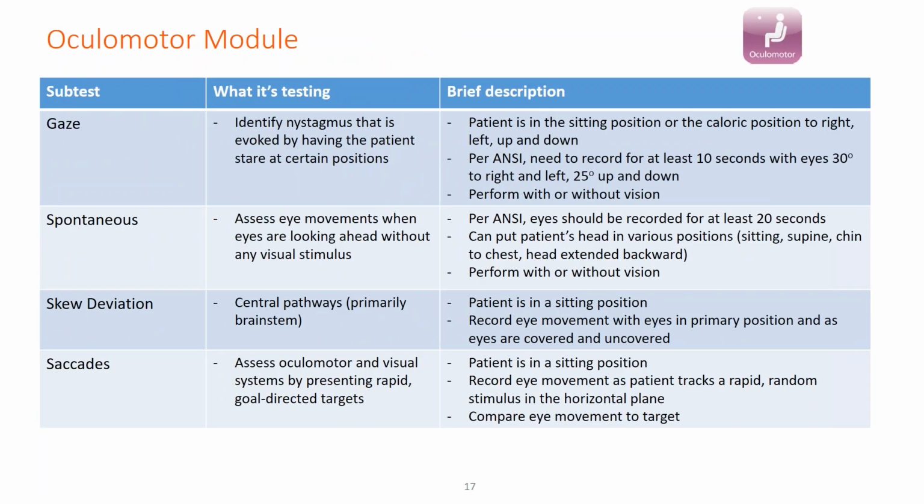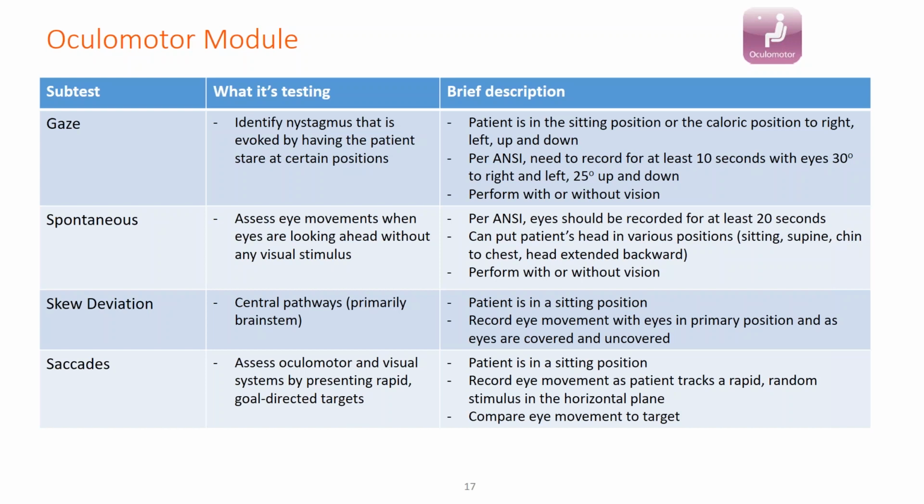These are the tests that are included if you were to buy the oculomotor license for the ICS Impulse. Gaze and spontaneous, I think, are things that we're all pretty familiar with. Skew deviation is a little bit different. You have the patient in a sitting position looking straight ahead, and you alternately cover each eye. And when you do that, you're looking to see if the eye is shifting up or down. If you're seeing a significant shift in the eye, that is a very strong sign that that patient is having a stroke and would need immediate medical intervention.